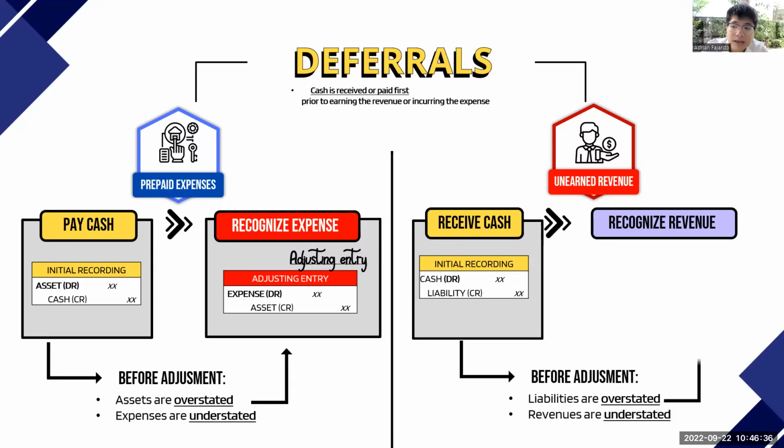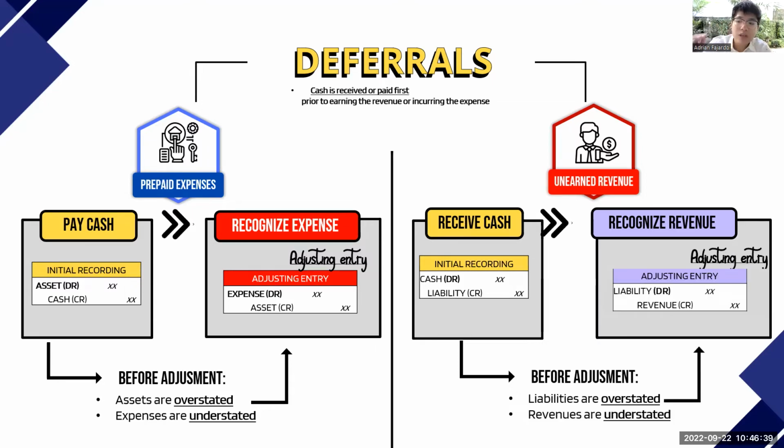And therefore, my adjusting entry would be, we decrease the overstated liability and then we increase the understated revenue. So again, before the adjustment for unearned revenue, your liabilities are overstated. And therefore, we have to decrease your liability by debiting liability, right? Next, your revenues are understated. Therefore, we have to increase your revenue, and so we have to credit revenue.